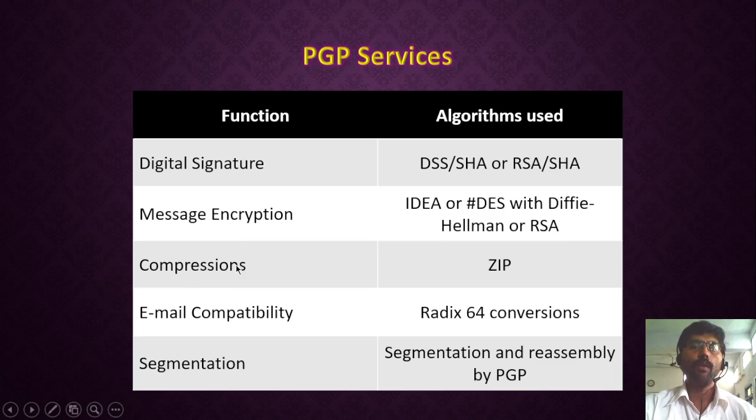Compression. If I want to compress the message, I can use the ZIP algorithm. Email compatibility: I use an algorithm like Radix-64 conversion. Segmentation: if I want to divide the message into smaller segments and send it, then I have to use segmentation and reassembly by PGP. These are some of the algorithms and functions used in the PGP services.